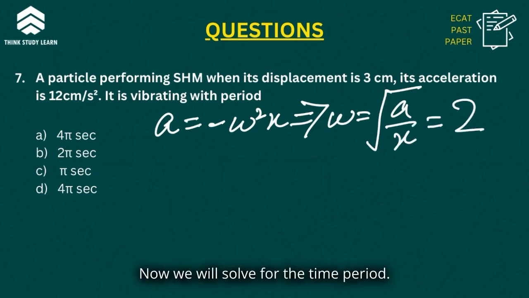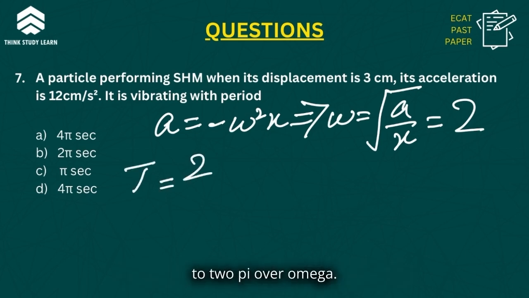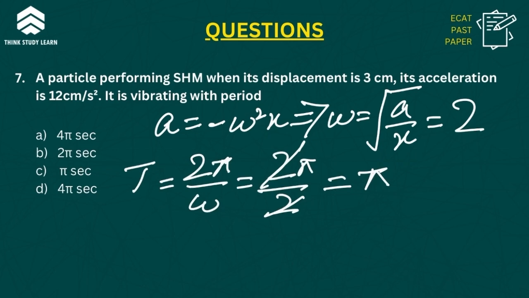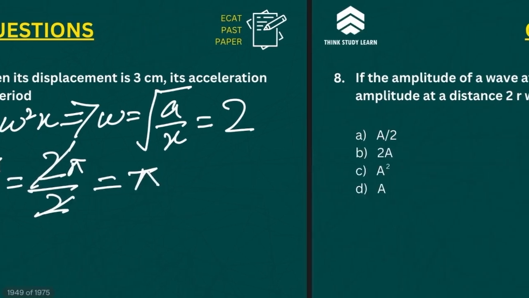Now we will solve for the time period. We know that the time period T is equal to 2 pi over omega. Here omega is 2, so 2 cancels 2, we get pi. Hence the answer is C, pi seconds.